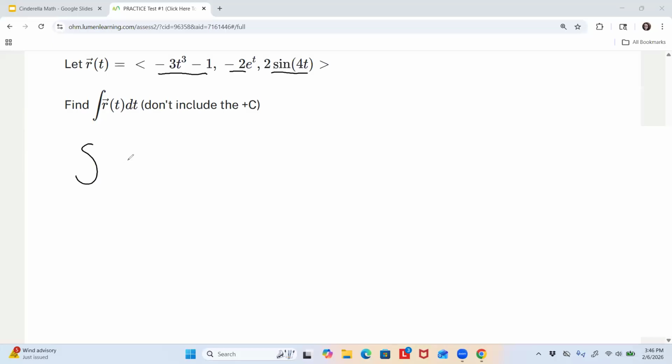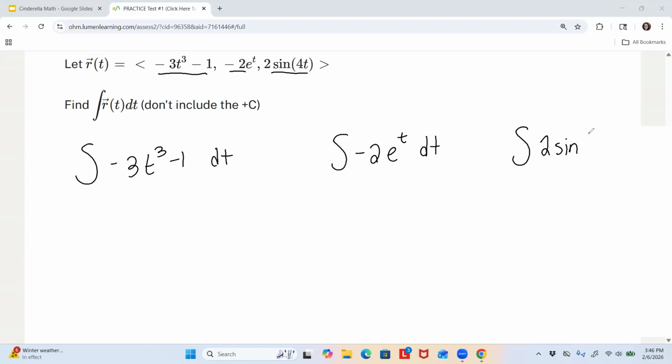So we're going to integrate -3t cubed minus 1 with respect to t. Integrate -2e to the t with respect to t. Integrate 2 sine of 4t with respect to t.